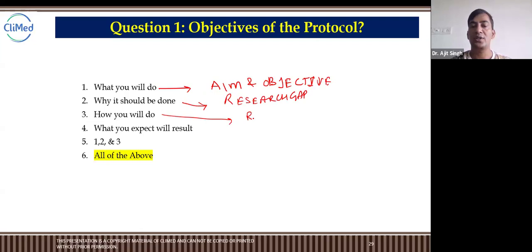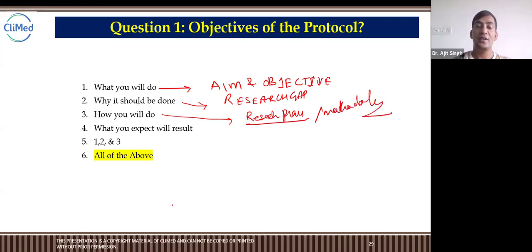How will you do it? The research plan, or we call it the methodology. It is a part of the protocol, right? What do you mean by fourth? Why are we including the fourth? What is the fourth?